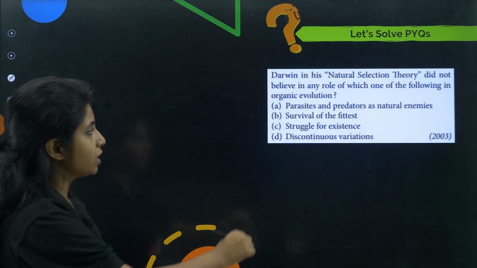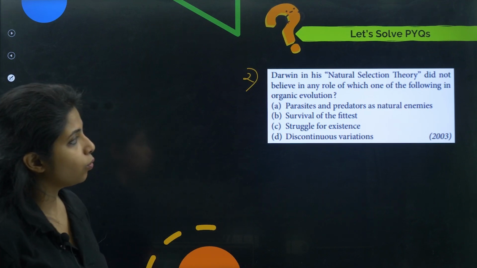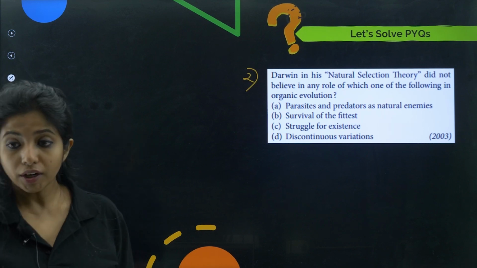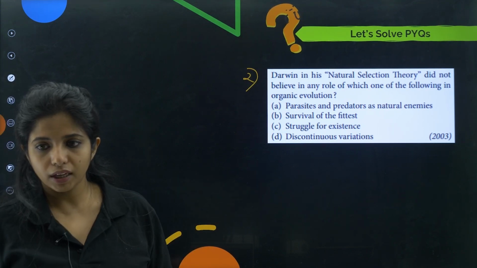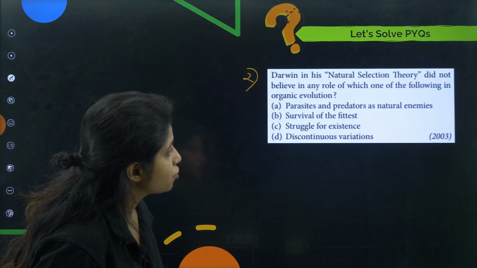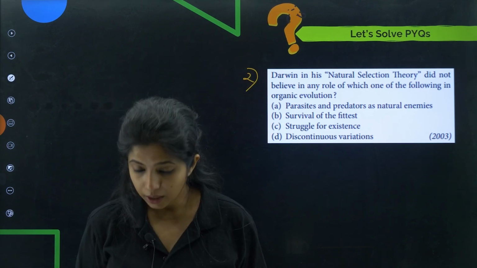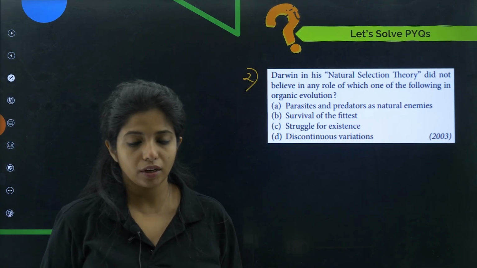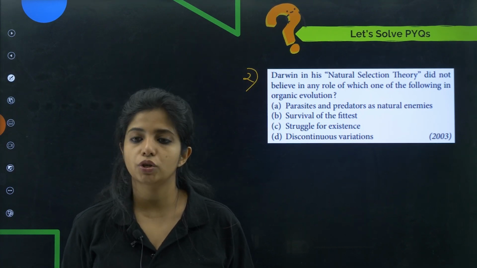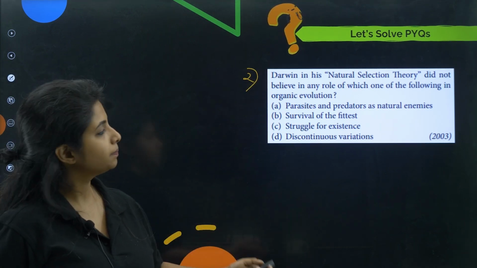Okay, going ahead, we have the second question. Darwin in his natural selection theory did not believe in any role of which one of the following in organic evolution? According to his natural selection theory, the theory that we studied as of now, what he did not believe in: parasites and predators as natural enemies, survival of the fittest, struggle for existence, or discontinuous variations. You are asked what he did not believe in. Okay, what is the wrong thing?